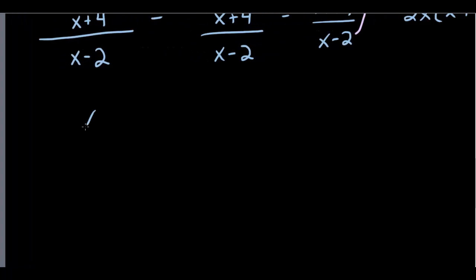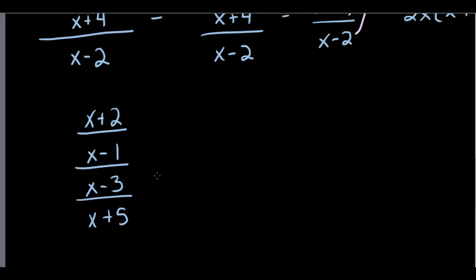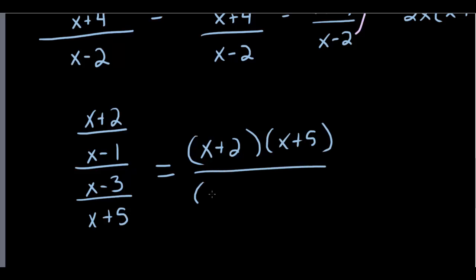And one last example. This one is x plus 2 over x minus 1 over x minus 3 over x plus 5. Again, just multiply the outsides. So x plus 2 times x plus 5 over, you multiply the insides, x minus 1 times x minus 3. And that's it.